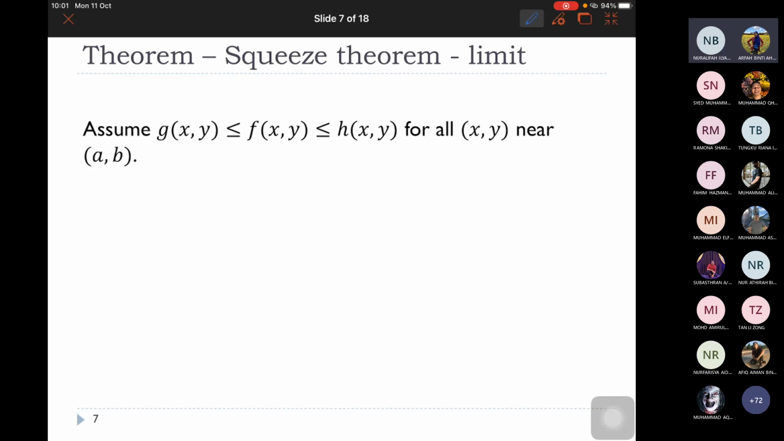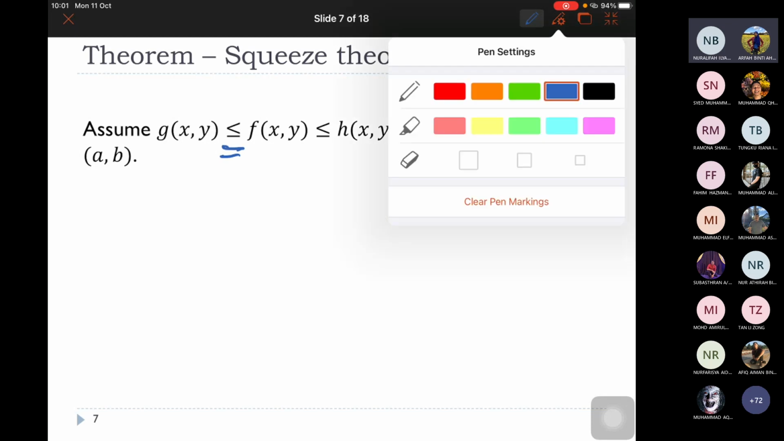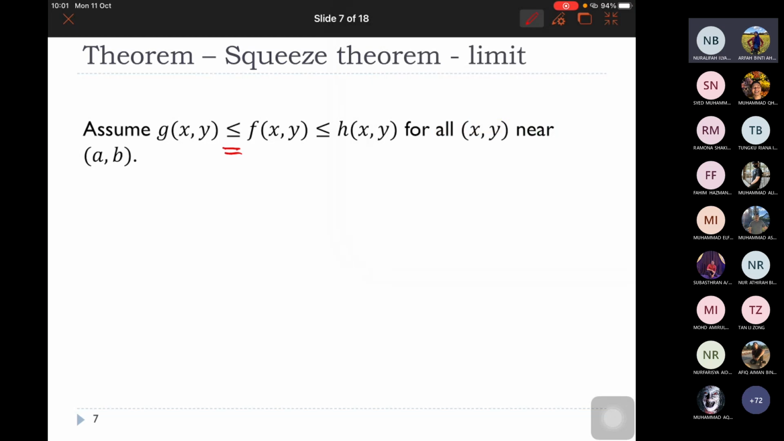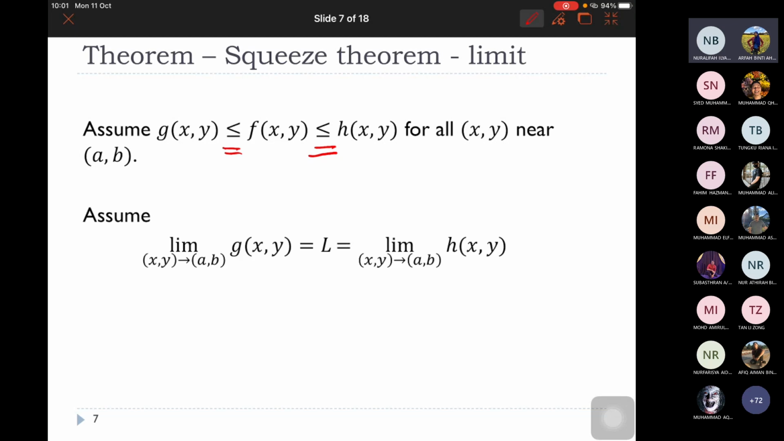So we have the Squeeze theorem for the limit. Assume we have the function g(x,y) that is less than or equal to the function f and less than or equal to the function h, for all (x,y) near the value of (a,b). So assume the limit as (x,y) approaches (a,b) of the function g(x,y) equals L, and it is also the same for h.